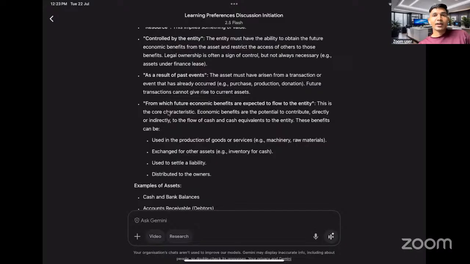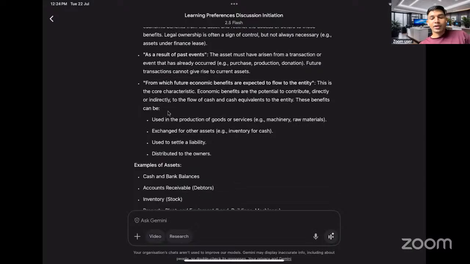This is the core characteristic. Economic benefits are the potential to contribute directly or indirectly to the flow of cash or cash equivalents to the entity. These benefits can be used in the production of goods or services, such as machinery, raw material, etc., exchanged for other goods, such as inventory for cash, used to settle liability, and distributed to the owners.